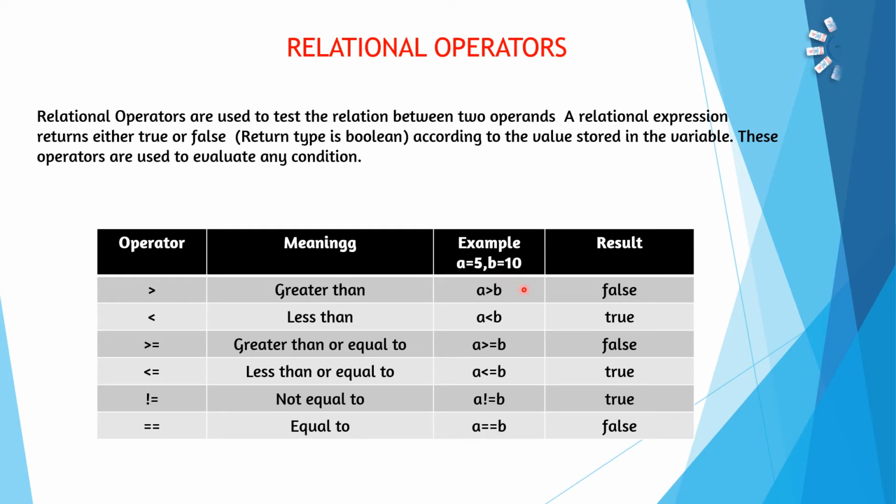A greater than b. A is 5, not greater than b. 5 is not greater than 10. So answer is false. A less than b. 5 is less than 10. So answer is true. A greater than or equal to b. It is not. So answer is false.